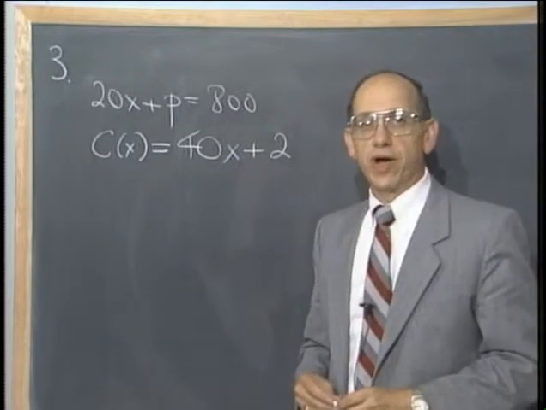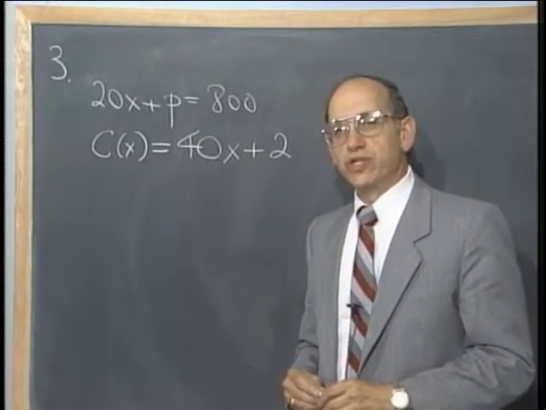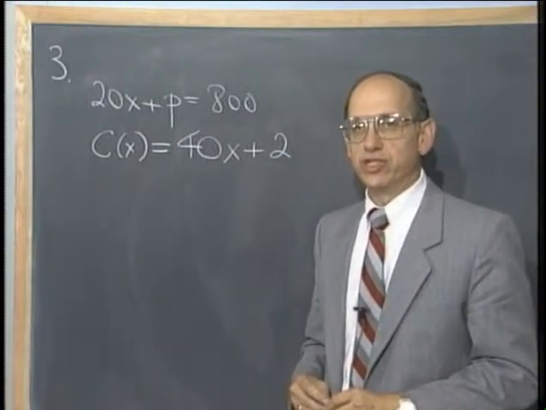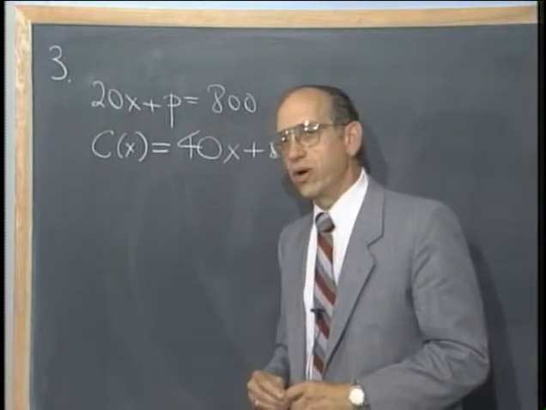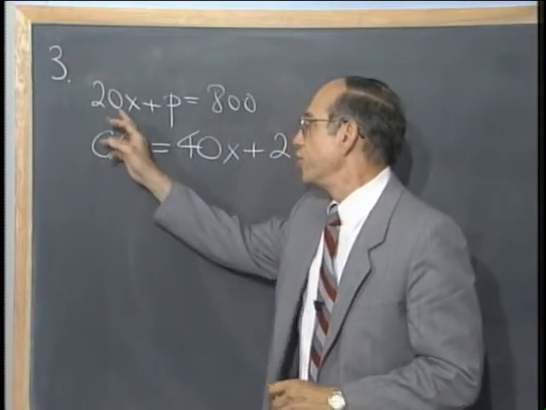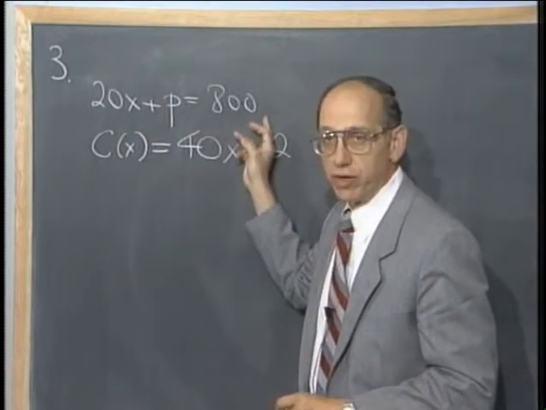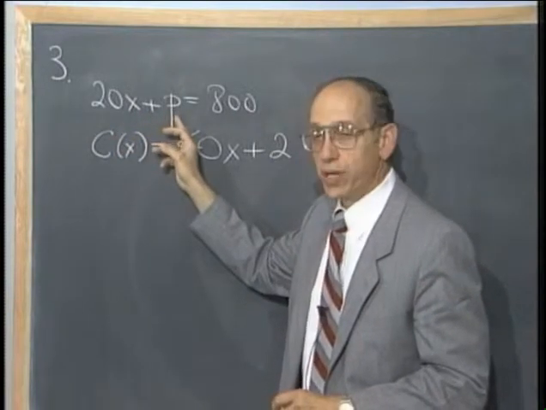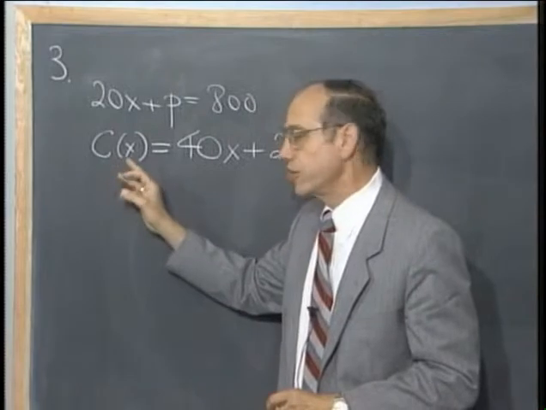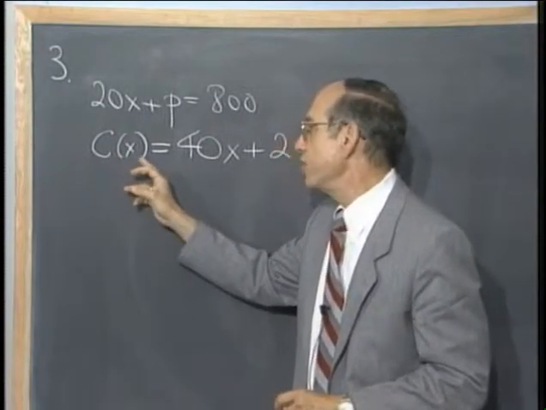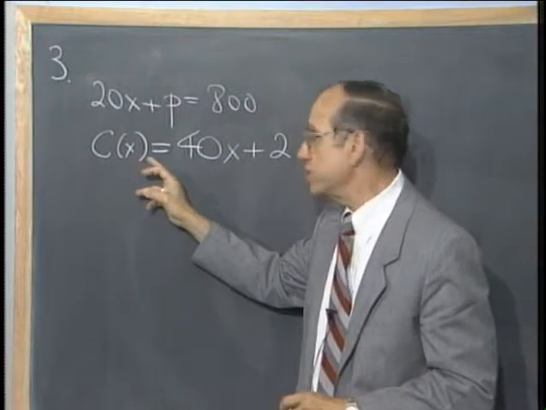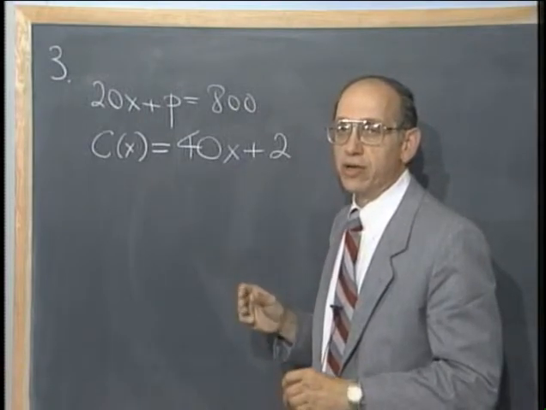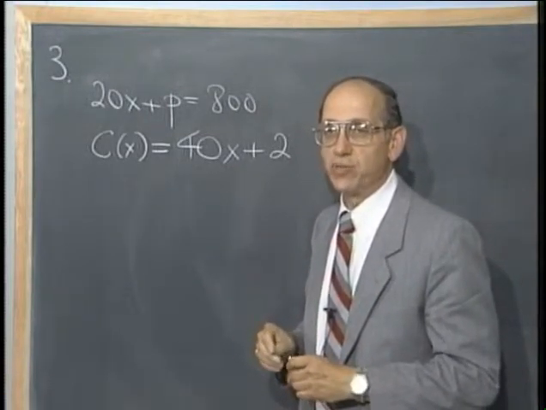Problem 3 is a problem in microeconomics. Economists always seem to work with widget manufacturers. Here we have a monopolist who manufactures widgets, and he finds that the demand equation for his product is 20x plus p equals 800, where x is the number of widgets that will be sold at price per widget p. In addition, he knows that the cost of producing widgets, c of x, that is a function of the number of widgets he produces, is 40x plus 2. And the problem is to find the widget production that will maximize his profits.